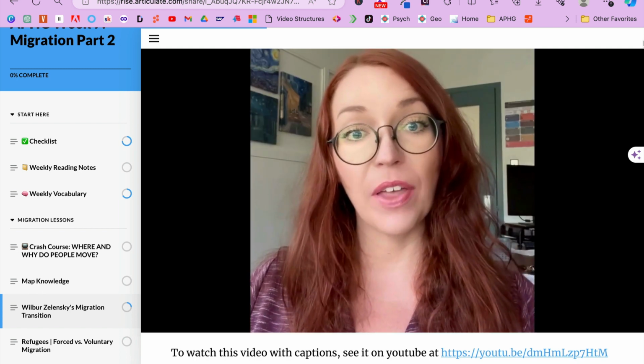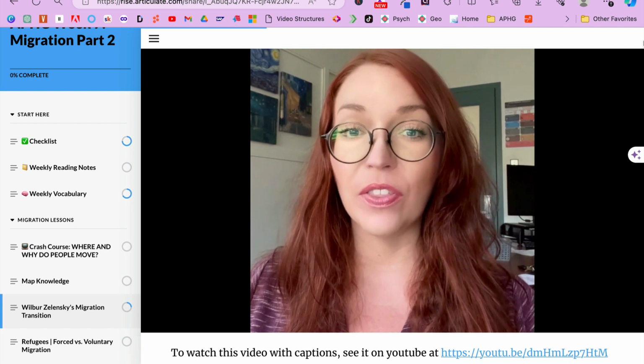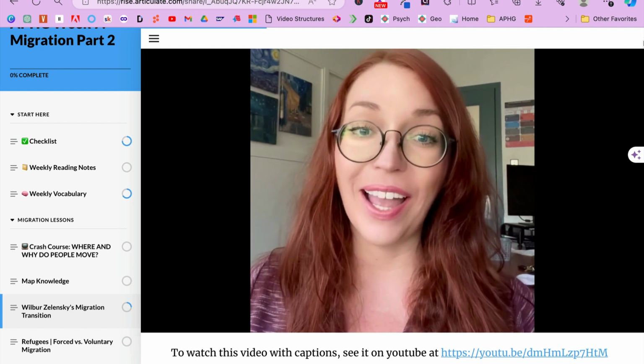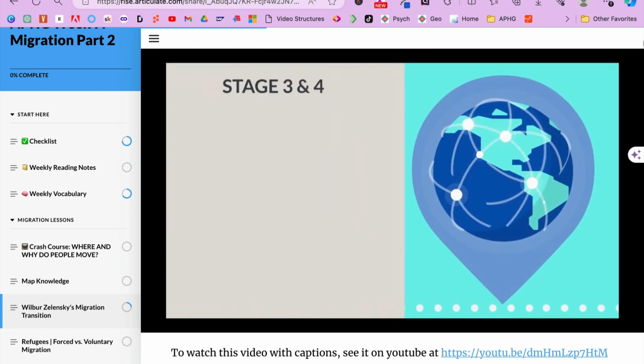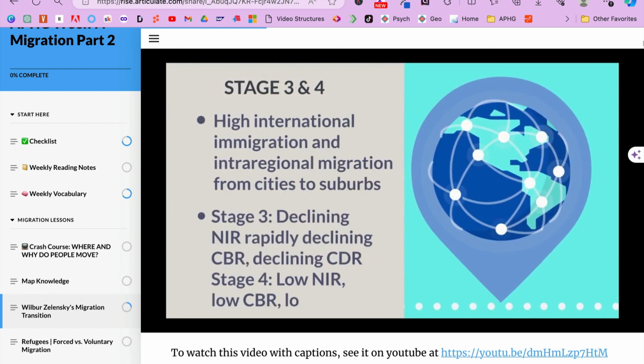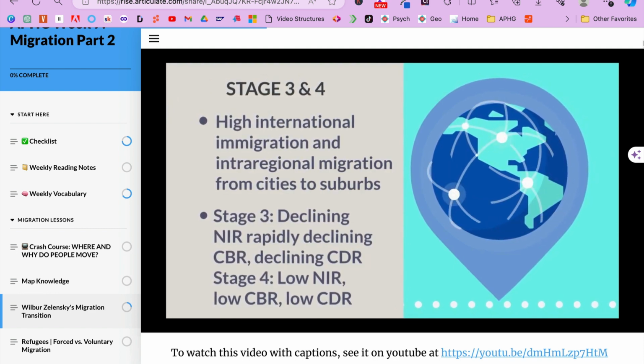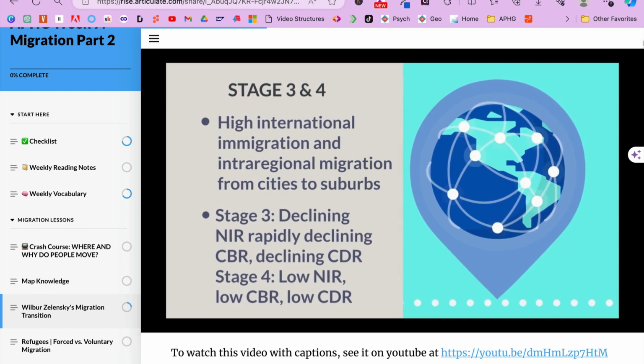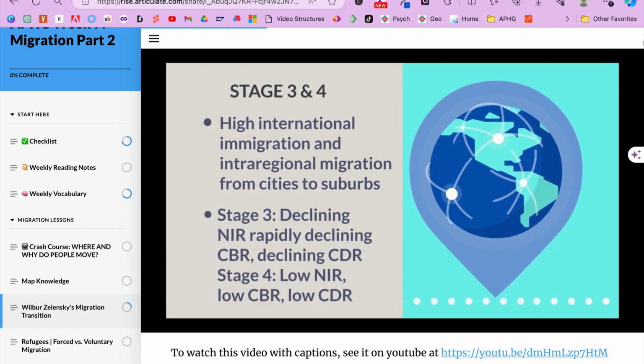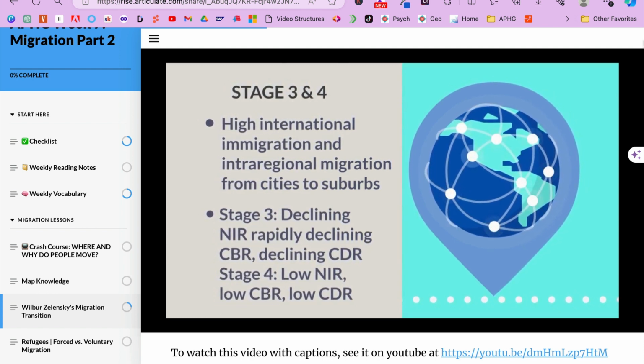Things don't stop there. In stages 3 and 4, things get even more complex. Here, we're talking not just about rural to urban shifts, but also international migration. Countries often receive more migrants than they lose, becoming multicultural hubs.